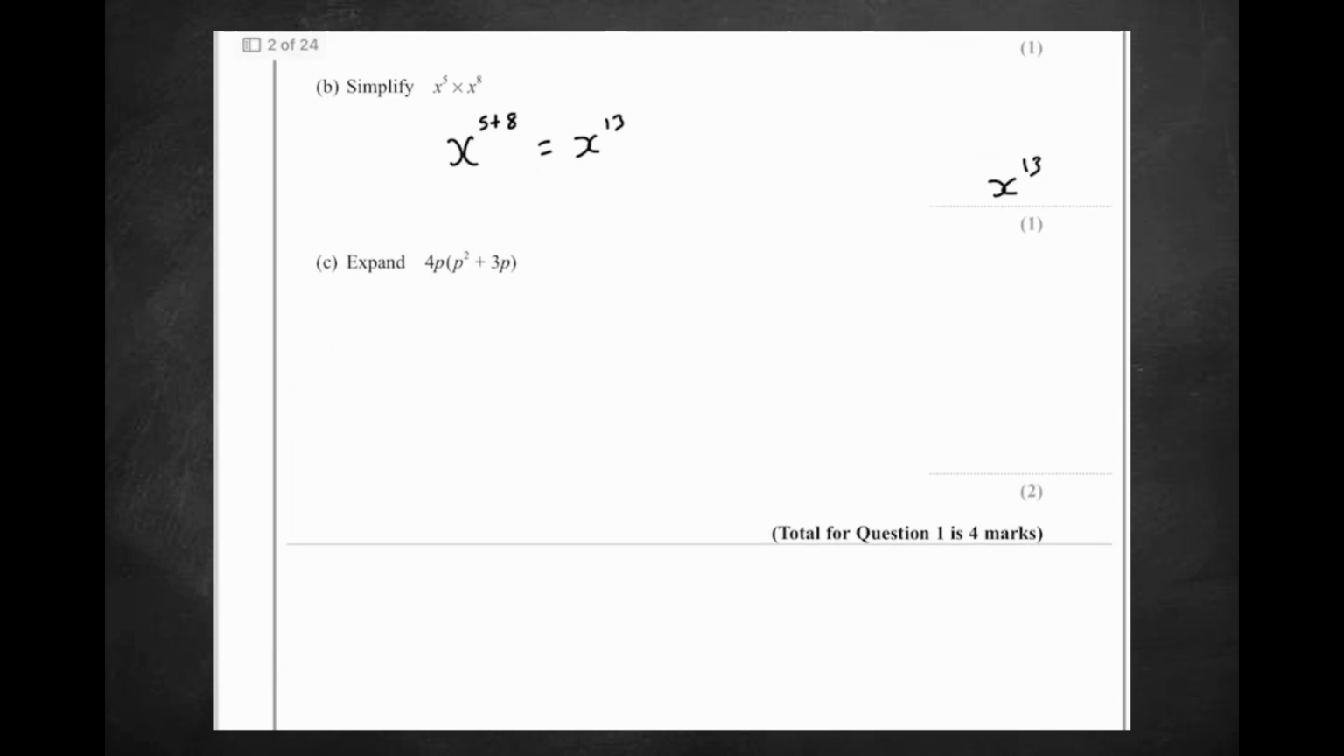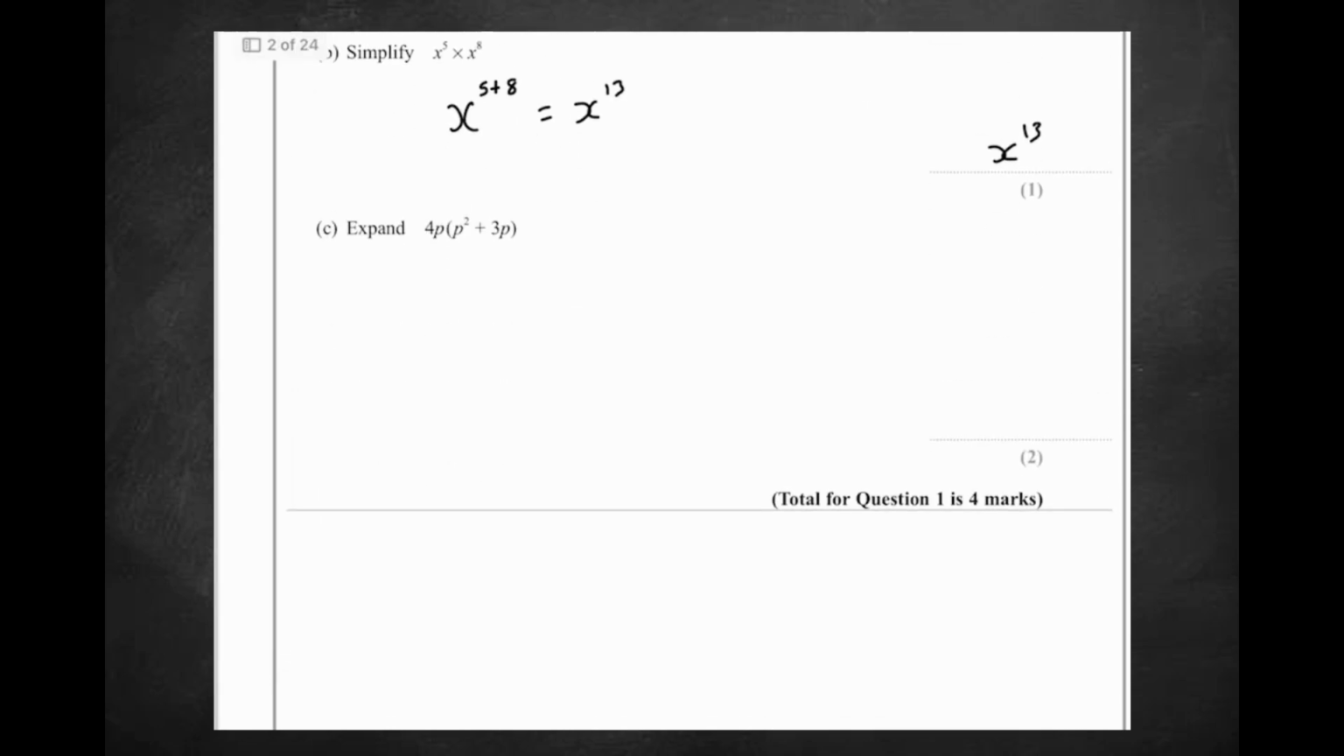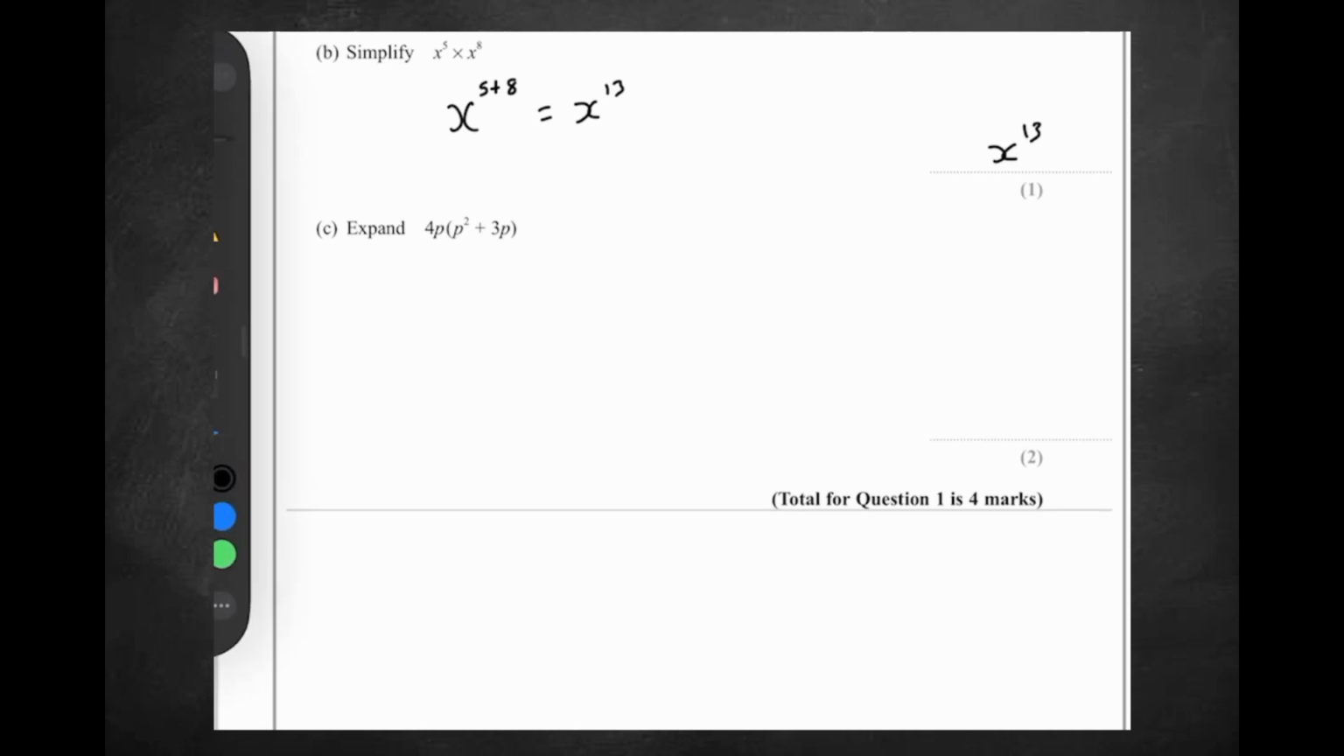And part C, expand 4p lots of p squared plus 3p. That's just going to be 4p times p squared plus 4p times 3p, which is just going to be 4p cubed plus 12p squared.